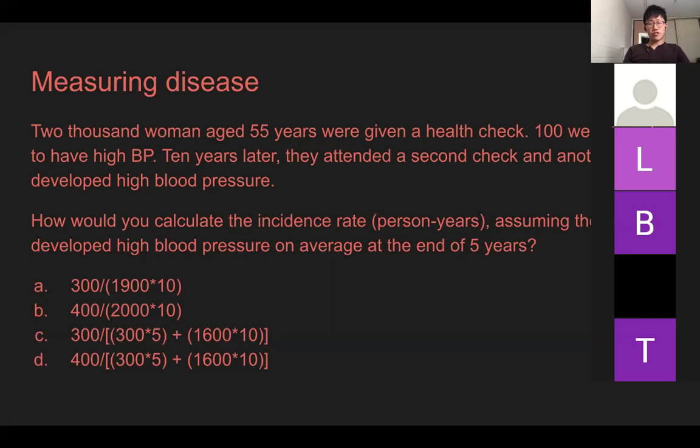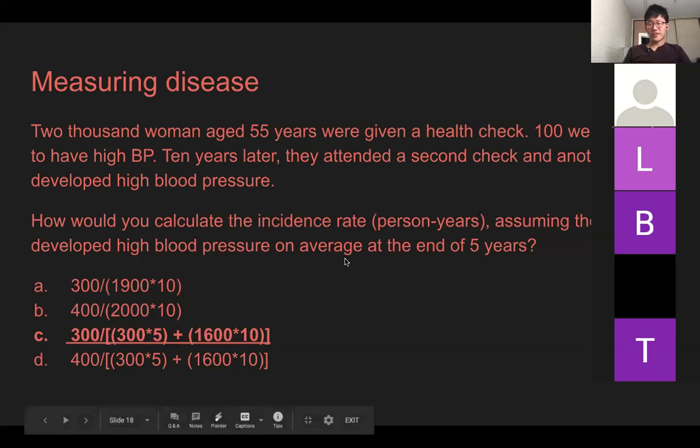Okay, I'm just going to move on to the answers. It's this, because you've got to take the 300 who developed blood pressure, and you divide it by the 300 multiplied by the 5 years on average it took, and you add the 1600. This could be a mistake in the question, actually. I'll get back to you on that one. I'll move on, sorry. That could be a mistake in the question.